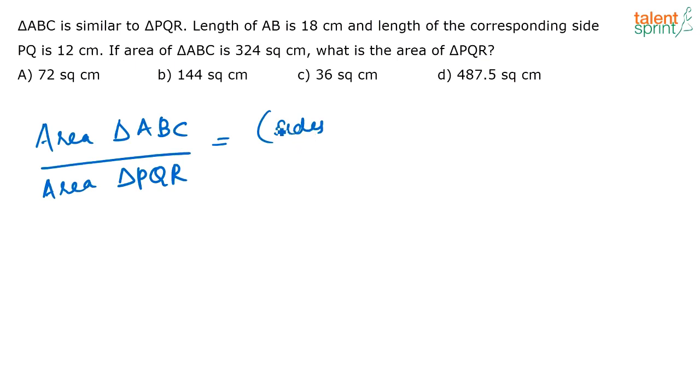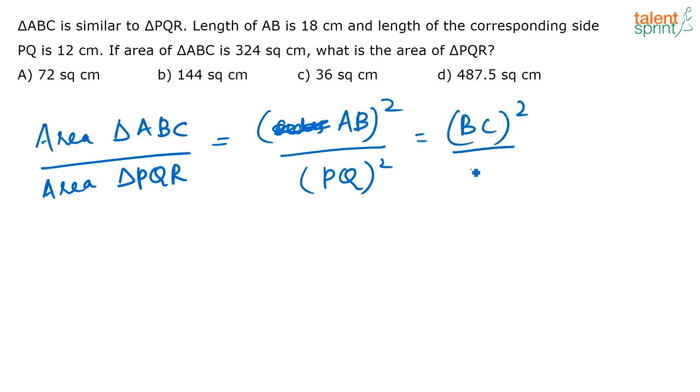Here the corresponding sides are AB and PQ, correct? So if it is AB and PQ, then you can say it is AB squared by PQ squared. Or if you are considering the side BC, then it is also equal to BC squared by the corresponding side QR squared, and so on, correct? So the property that you are going to use here is, if two triangles are similar, the ratio of areas is equal to the ratio of squares of their corresponding sides. A lot of you are giving me the correct formula. Good. So just put in the values in this formula and you get the answer.